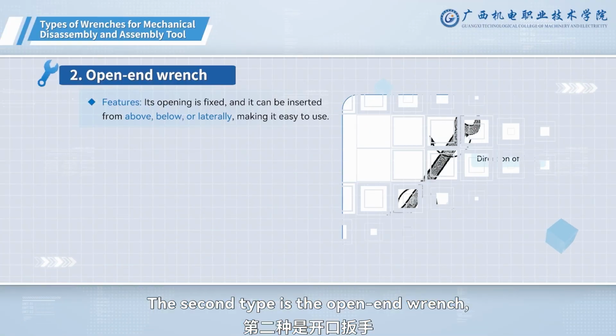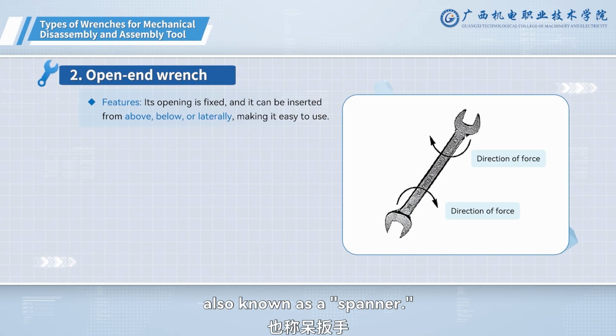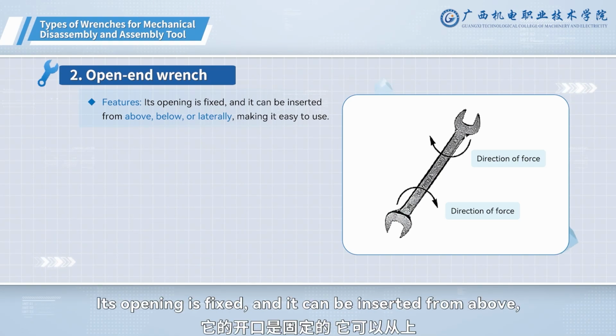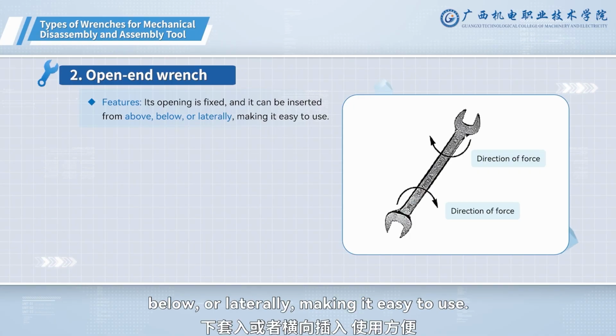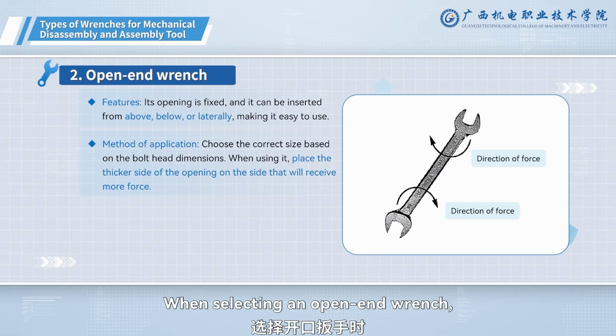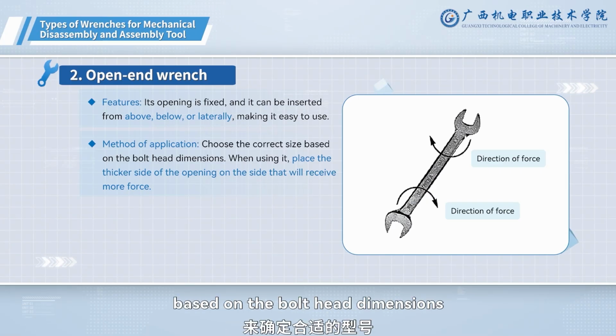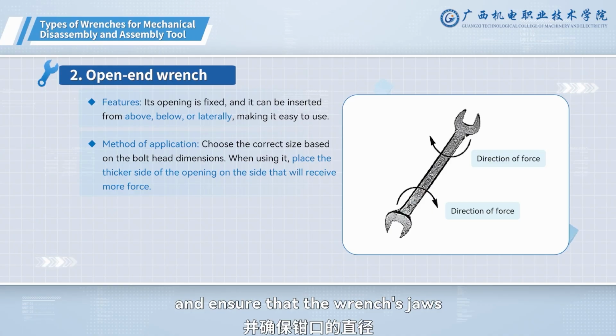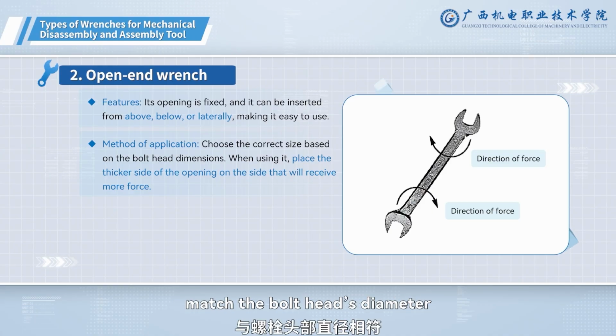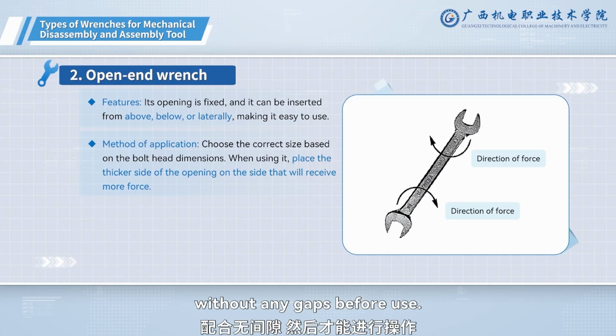The second type is the open-end wrench, also known as a spanner. Its opening is fixed, and it can be inserted from above, below, or laterally, making it easy to use. When selecting an open-end wrench, choose the correct size based on the bolt head dimensions and ensure that the wrench's jaws match the bolt head's diameter without any gaps before use.